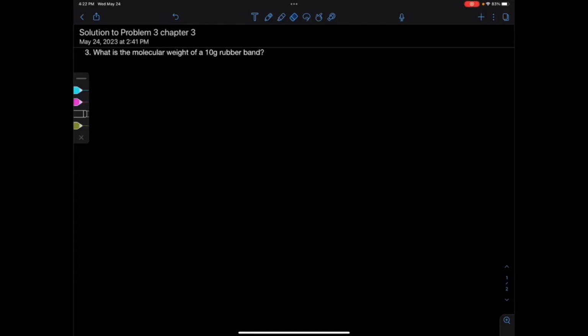What is the molecular weight of a 10-gram rubber band? A rubber band is a copolymer of butadiene and styrene, and it is cross-linked. Assuming that the whole rubber band is just one molecule of cross-linked copolymer, the mass of the rubber band is equal to the molecular weight of the rubber band.